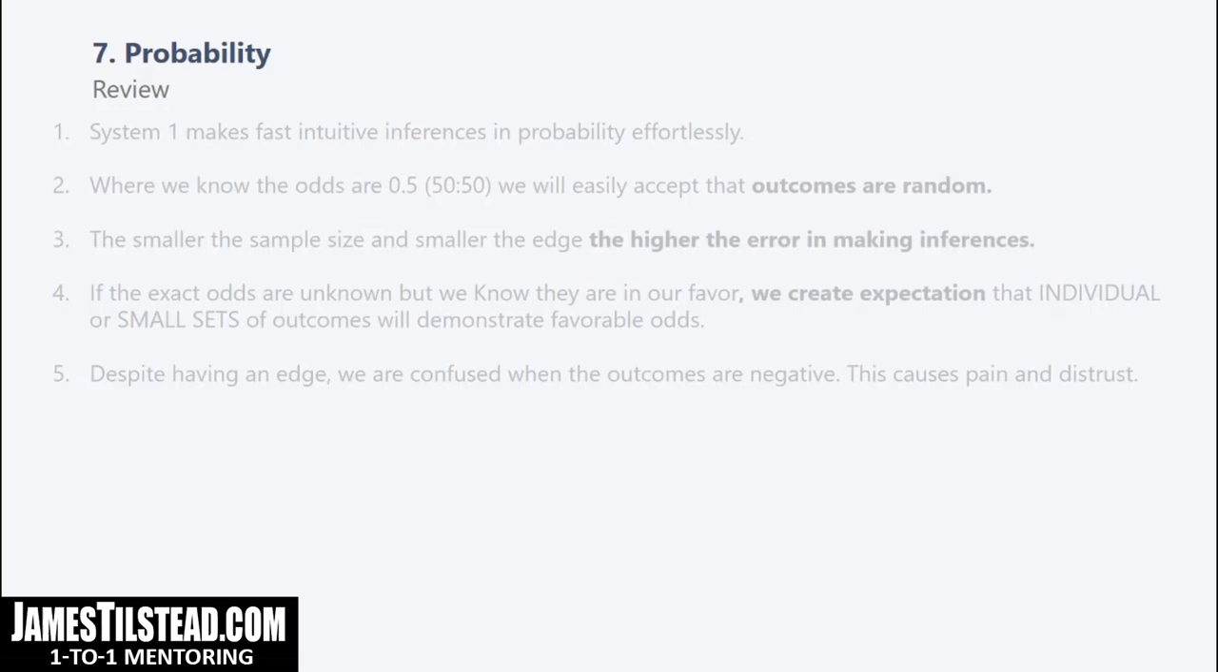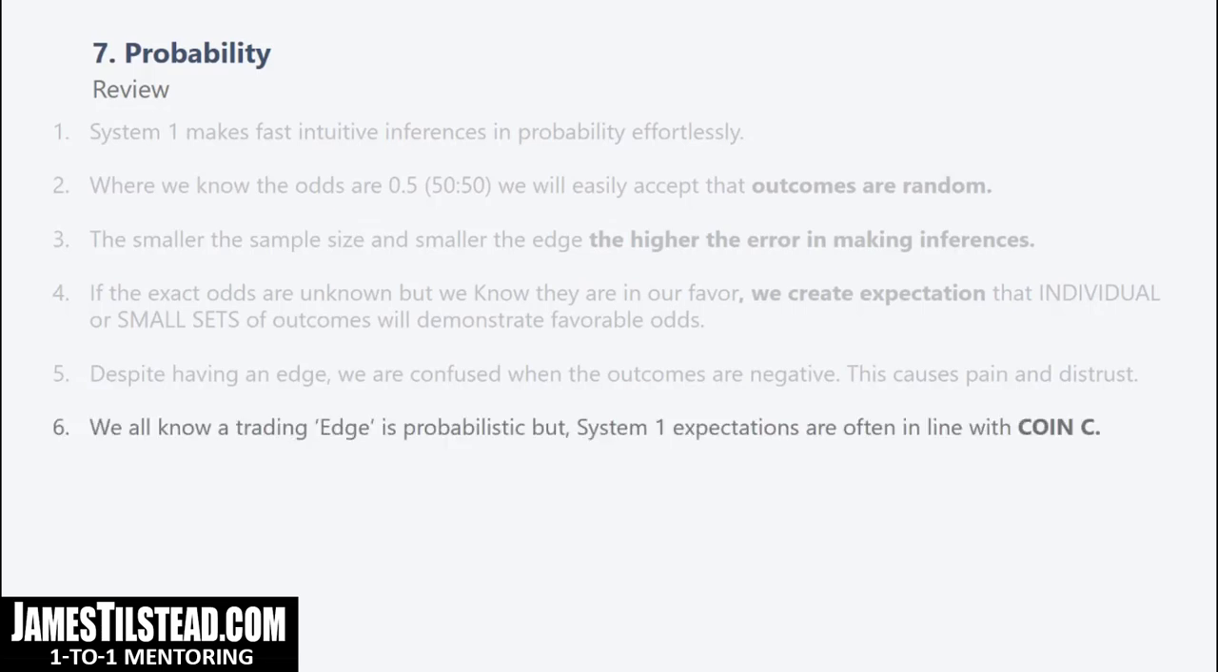Okay, so where are we? Well, of course, traders do, on the face of it, accept that a trading edge is probabilistic and that you must accept losses. But System 1's expectation is that a trading edge should behave more like coin C, which is almost painless on a trade-to-trade basis, and certainly when we recall sets or groups of trades, because it sees the edge very quickly.